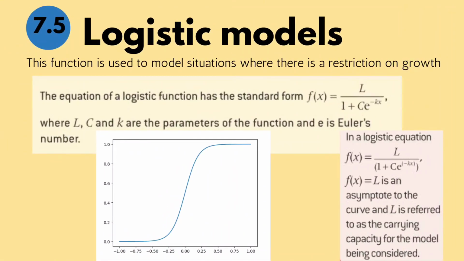And lastly, everyone, we are going to talk about logistic models, chapter 7.5. The equation of a logistic model has the standard form shown in the slide, where L, C, and k are the parameters of the function, and e is Euler's number. The logistic function is used to model situations where there is a restriction on the growth. It also has horizontal asymptotes at f(x) = L and f(x) = 0. In a logistic equation, f(x) = L is an asymptote to the curve and L is referred to as the carrying capacity for the model being considered.